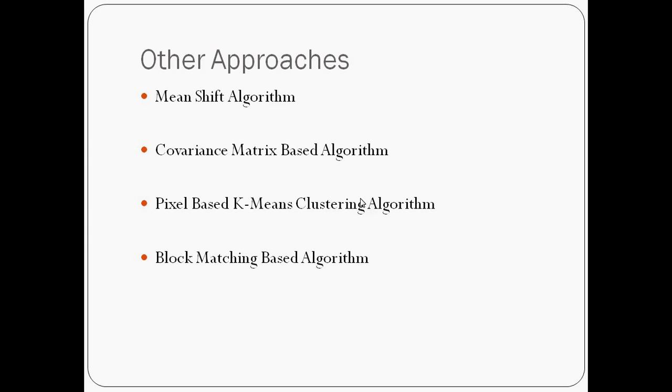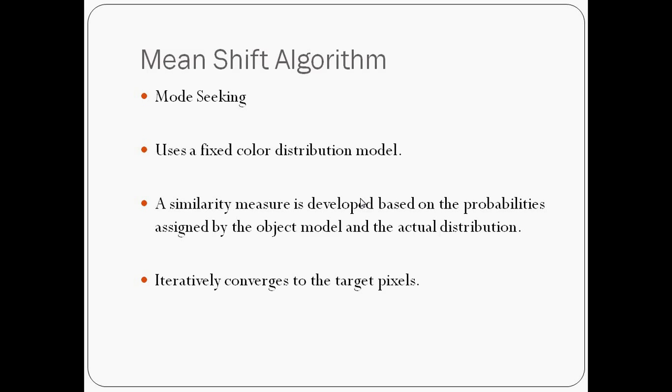The pixel-based k-means clustering algorithm is another very good technique, which utilizes the clustering approach using k-means clustering and has an update procedure which I am going to discuss. And the block matching based algorithms are a crude way of determining the presence of objects. These are brute force algorithms, and they require the matching of a template in every frame, and are very computationally intensive, not viable for real-time problems. So I'll discuss the mean shift algorithm first.